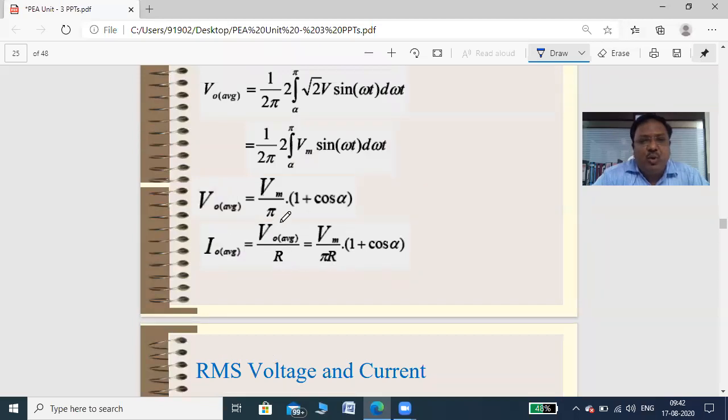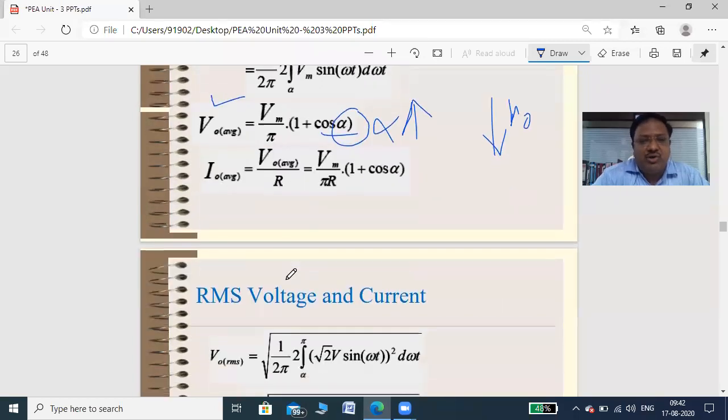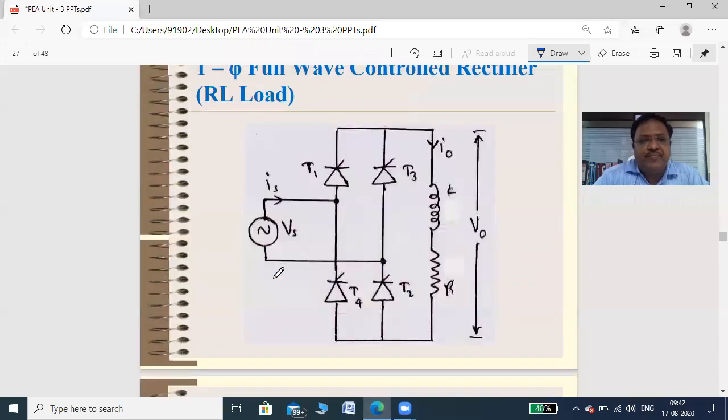Now the VO average again depends upon cos alpha. VO average is equal to Vm by pi times (1 plus cos alpha), right? So again your alpha will affect the average voltage. As your alpha increases, the average voltage decreases, right? If alpha increases, the average voltage decreases, okay? And vice versa. So this is the I average and the RMS current value.